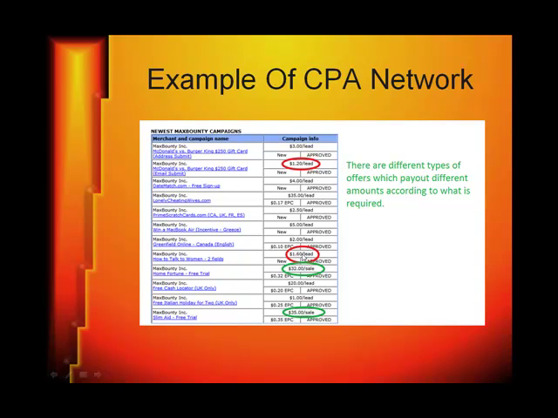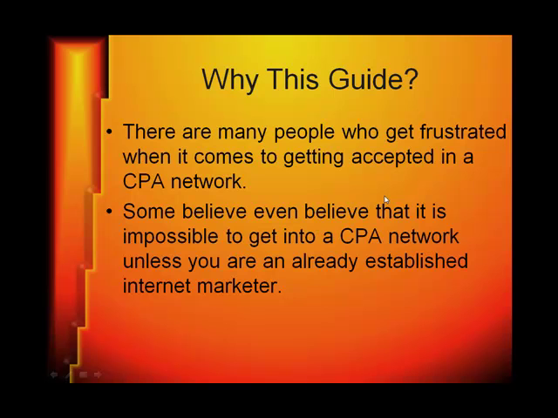It's $1.60 per lead, and the lead means an email sign up, for example. And there are then these two which pay out a good amount, $32 per sale and $35 per sale. And as you can see, the difference between these and these is that one is a lead and the other is a sale. So why this guide?